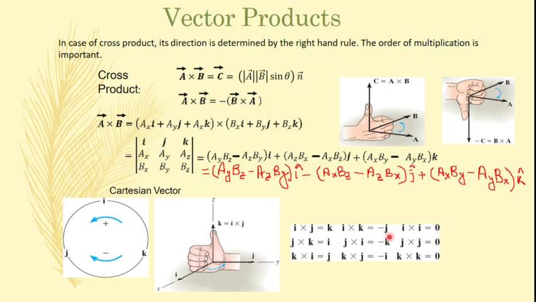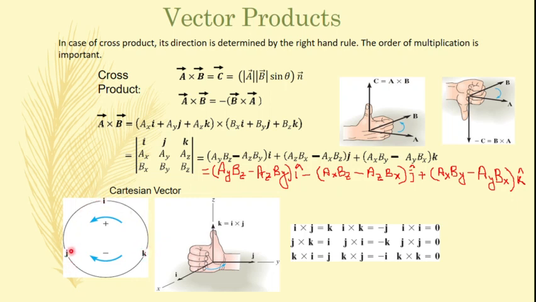Why it is minus j? You have to consider this one. Okay, i, j, k. Now if we go with the anti-clockwise direction, then if we take the cross product of i cross j, we get k. If we take the cross product of j with respect to k, we get i. If we take the cross product of k with i, we get j.